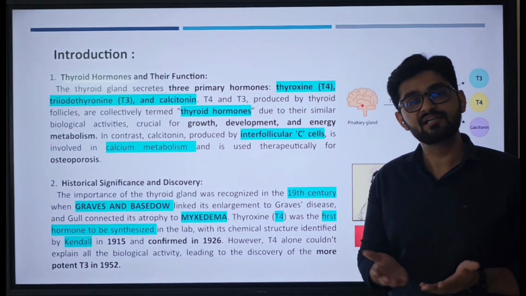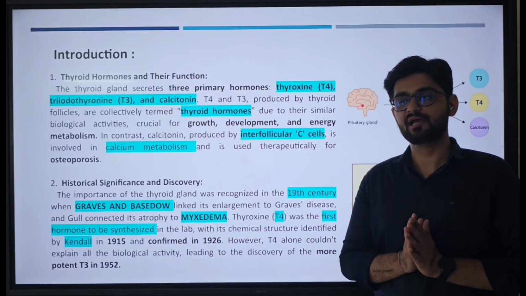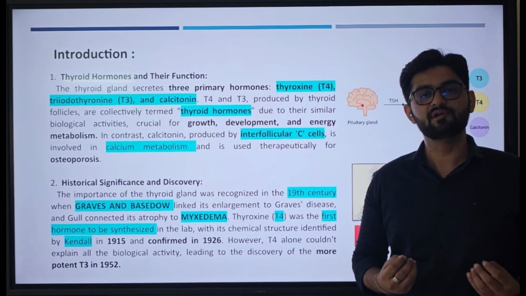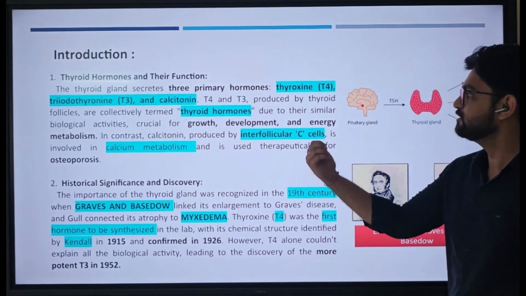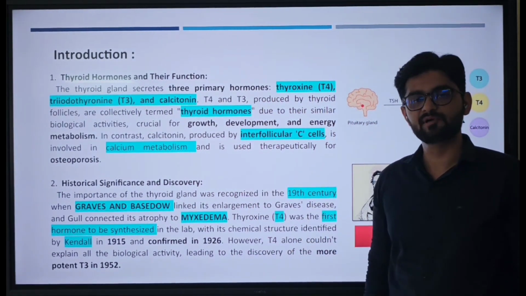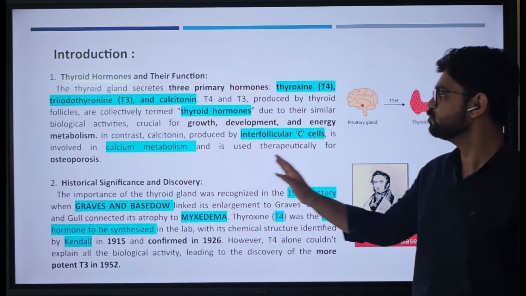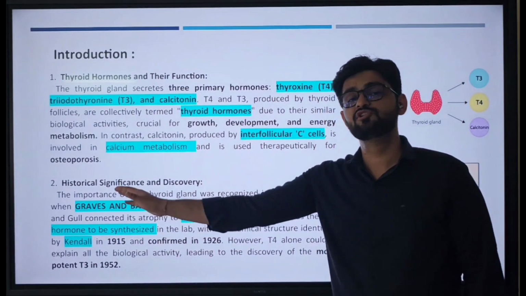The thyroid follicle is the main part of the thyroid gland. Interfollicular cells are the regions just in the environment of the thyroid follicles. So in these regions, calcitonin is produced. Calcitonin is associated with calcium metabolism.